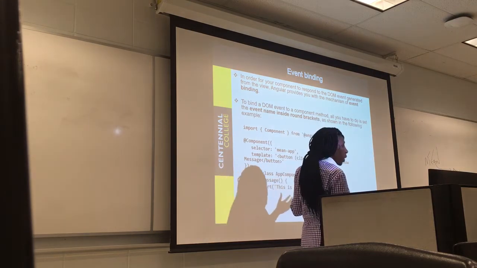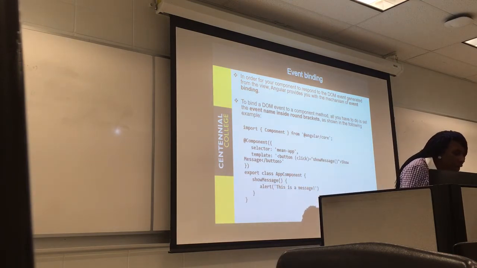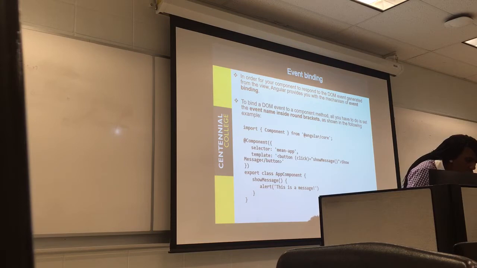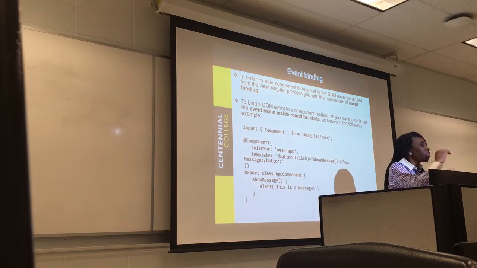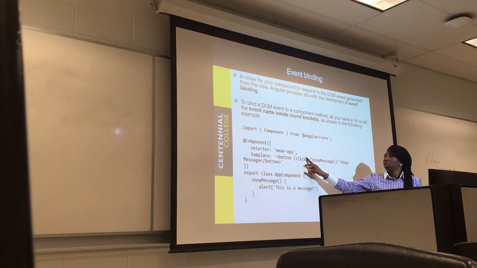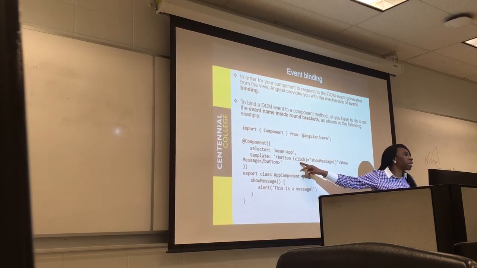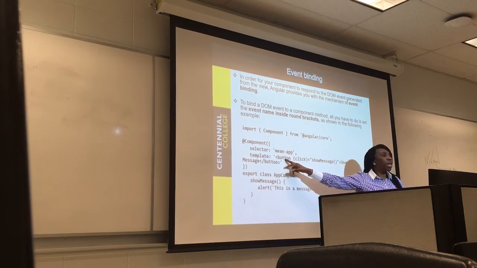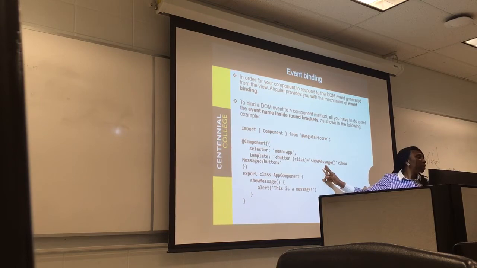So in order for the component to respond to the DOM event generated from the view, Angular provides you with the mechanism of event binding. All you have to do is set the event name inside a round bracket. If you are binding your event, you use a round bracket. This is an event, right? On click. So when the user clicks on this button, it will execute this function, right?